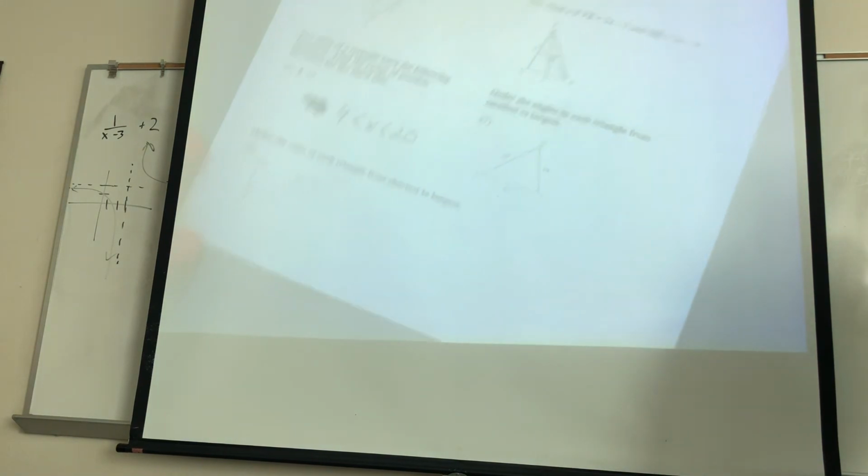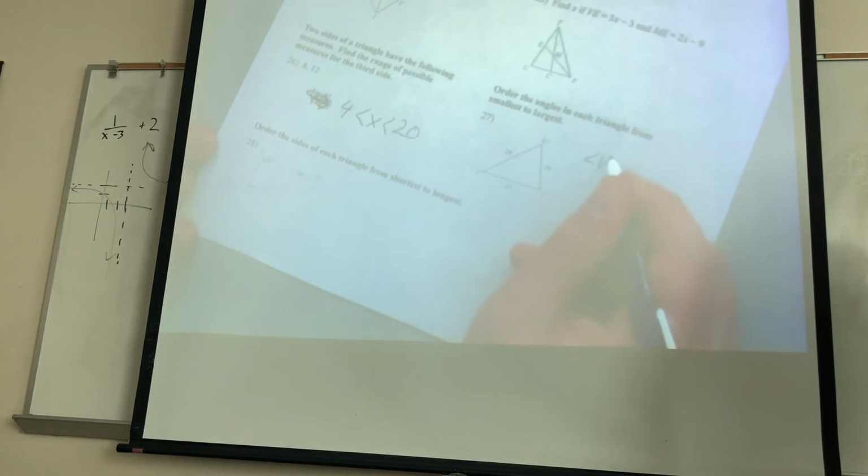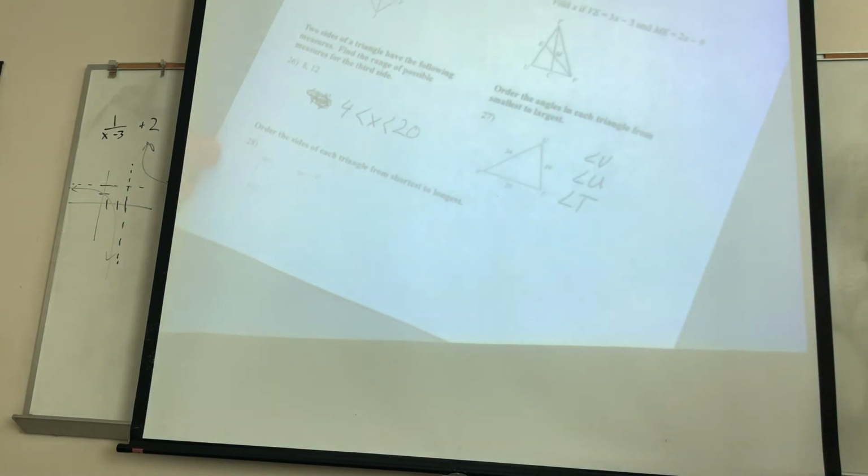Order the angles in the triangle from smallest to largest. The way that the sides go, if you go opposite of that, it'll give you the angles. So 19 is the smallest side, which means angle V is the smallest. 23 is the next, which means angle U is the middle one. And then 24 is the biggest side, so angle T is the largest angle.